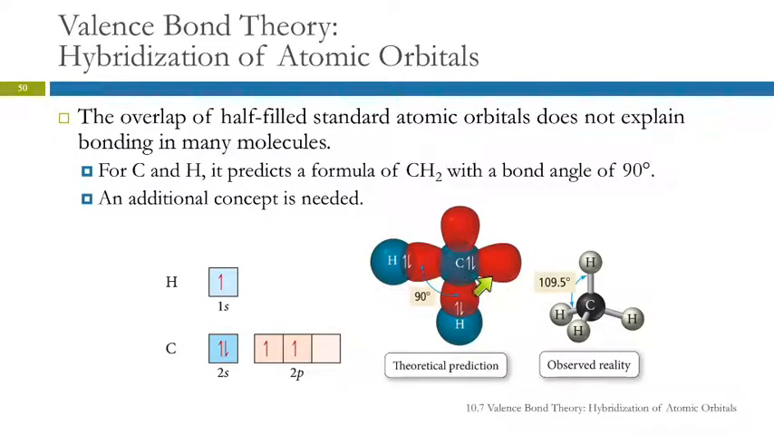So these would be oriented at right angles to each other. This would overlap with hydrogen, and this one would overlap with hydrogen. We would predict that there's a 90-degree angle there and that the formula is CH2. But that's not what happens. It's actually CH4, and the angles are a perfect tetrahedron, 109.5 degrees. So obviously something is missing here, right?